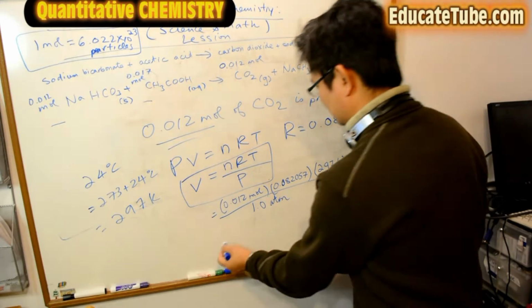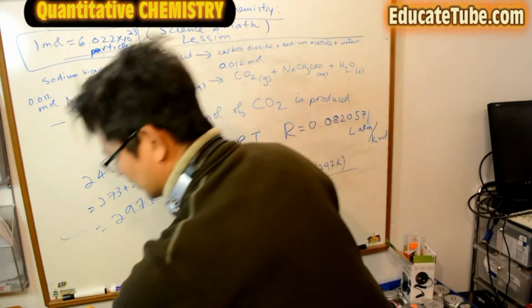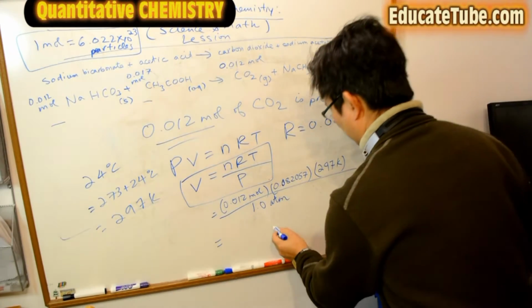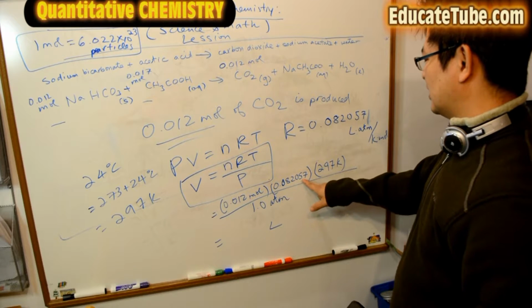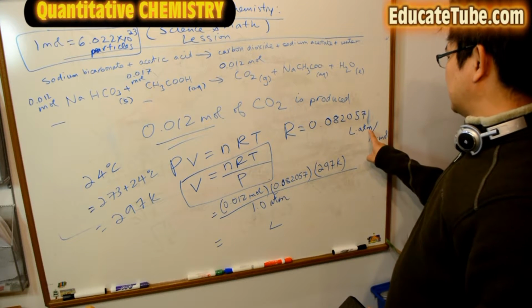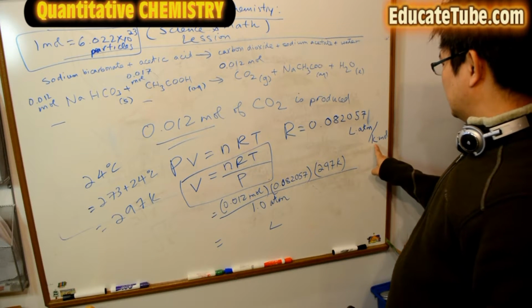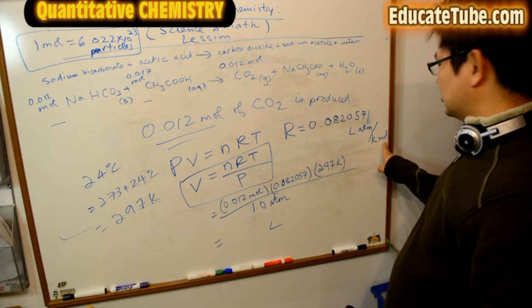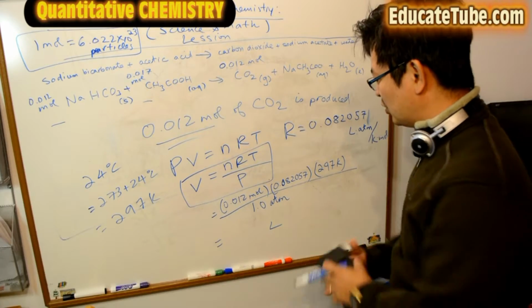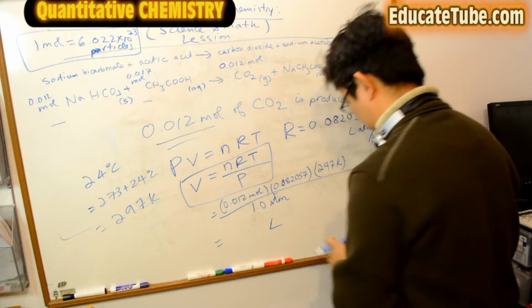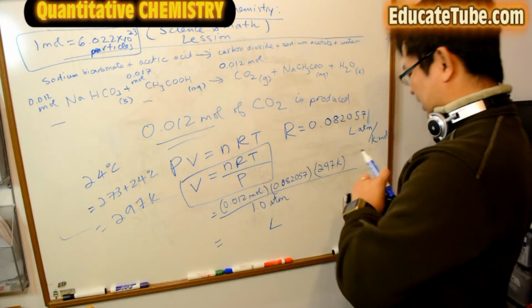So now, just use a calculator and calculate how much. And once you calculate, that will be in liters, because the unit for the universal gas constant is liter times atmosphere divided by Kelvin times mole. Okay, that's the unit. So when you calculate it all out, the unit will be left as liters. Okay, so let's do that.